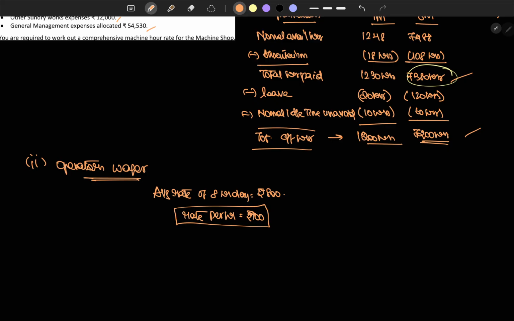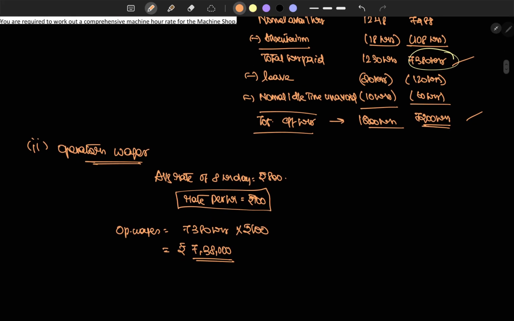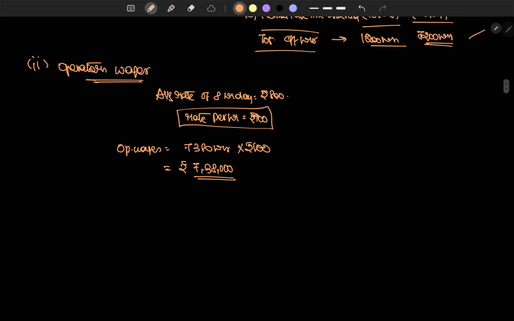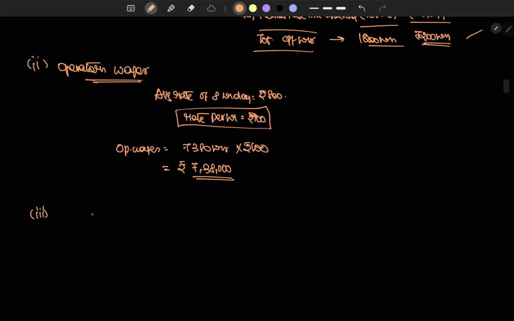So there are 7380 hours paid in a span of 6 months. So what could be the operator wages? 7380 hours into rupees 100, which is rupees 7 lakh 38,000 rupees is the operator wages we found, right? Now the third step goes to computation of total overheads.